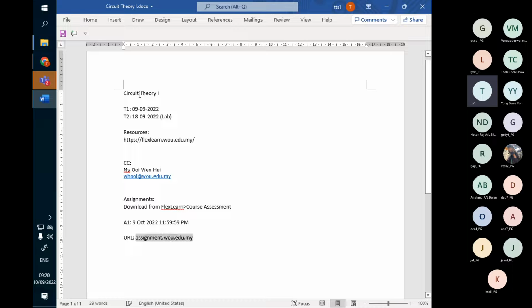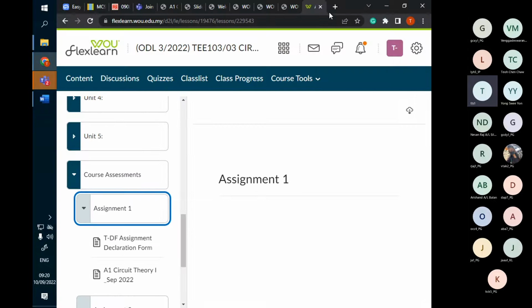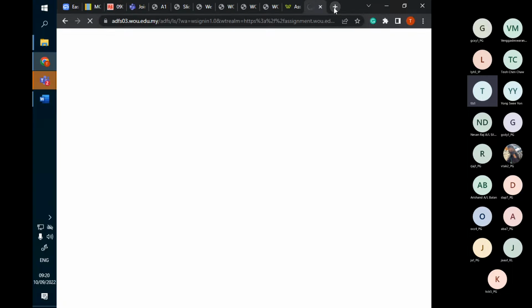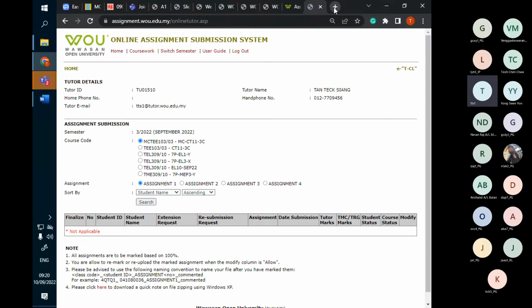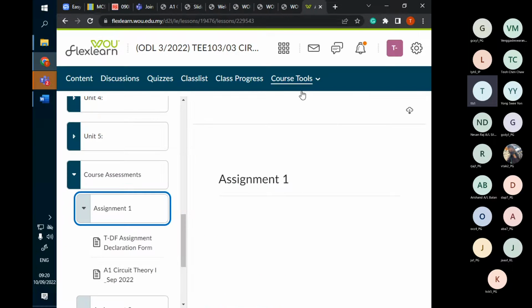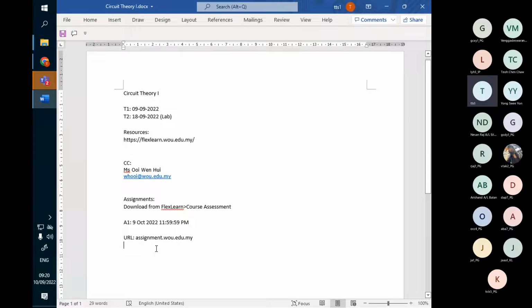Because I'm not a student, I seldom come to this assignment portal. Let me see whether this is valid or not. Yeah, this is the one, I think. Okay, the most important URL for you in this class is to submit your assignment, and the other one is to download the resources.